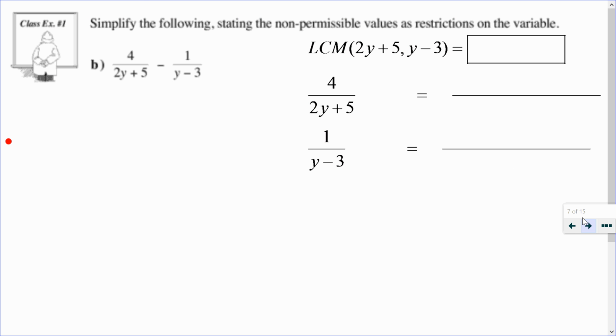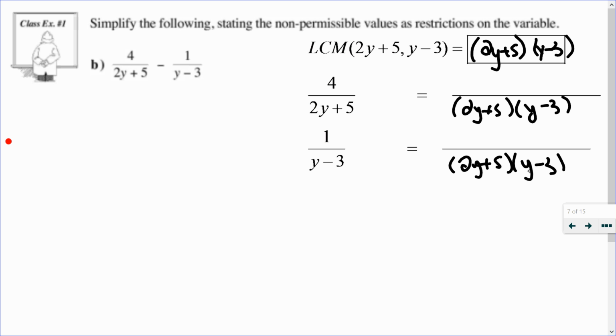Okay, let's look at this one here. So I have a denominator of 2y plus 5 and a denominator of y minus 3. So lowest common multiple is going to be one of each factor. So a 2y plus 5 and a y minus 3. So that will be my denominator for each of the fractions.